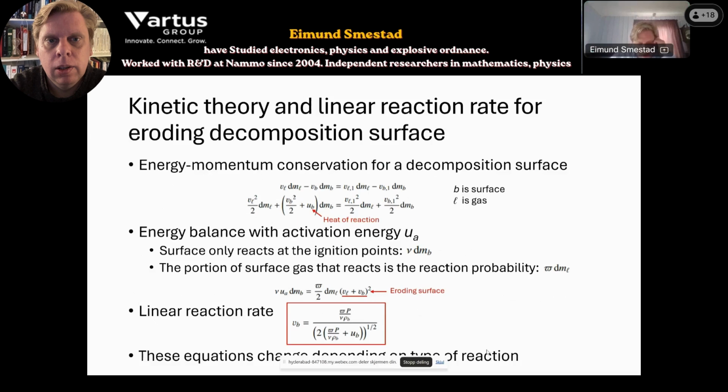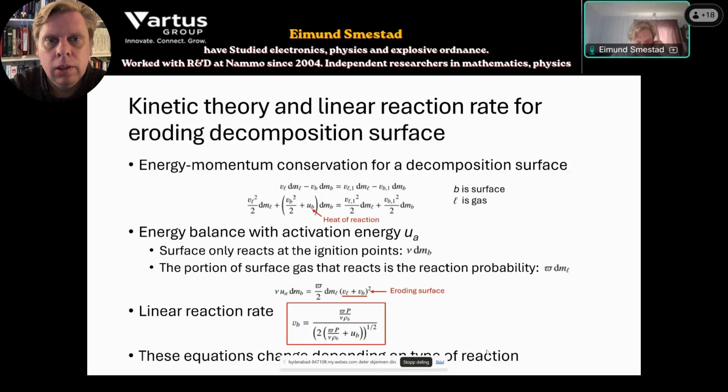Kinetic theory and linear reaction rate for an eroding decomposition surface. To find the linear reaction rate, we begin with the energy and momentum conservation for a decomposition surface. The left side of the equation is the unreacted side, and the right side is the reacted side with subscript 1. Subscript V is surface and subscript L is gas. We see that the heat of reaction is stored in the unreacted side, and when released, it's transformed into velocity. We need a third equation, an energy balance that includes activation energy UA.